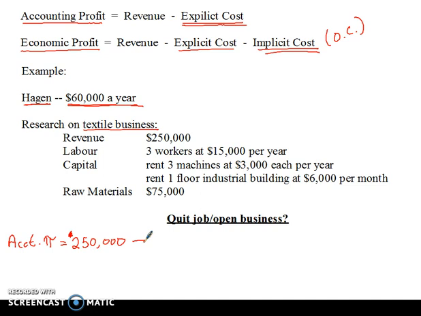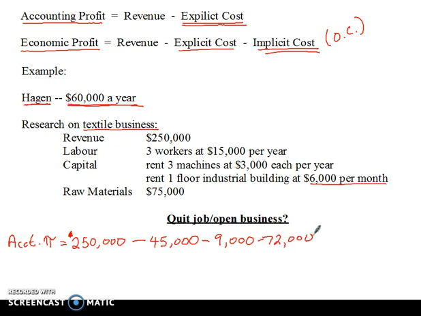Now, what are my explicit costs? Well, I've got to pay 3 workers $15,000 each. So that's $45,000 per year. That's an explicit cost. That's money leaving my firm. I'm going to rent 3 sewing machines at $3,000 each per year. So that's another $9,000 that leaves the firm. And then finally, I'm also going to rent the first floor of an industrial building for $6,000 per month, and that would be $72,000 in a year.